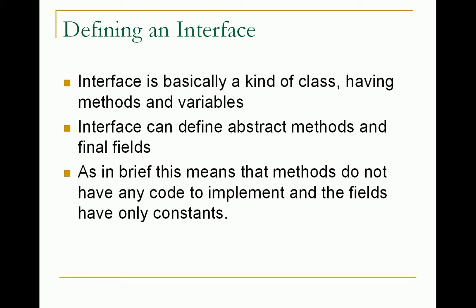Defining an interface. Interface is basically a kind of class having methods and variables. Interface can define abstract methods and final fields. In brief, this means that methods do not have any code to implement and the fields have only constants.